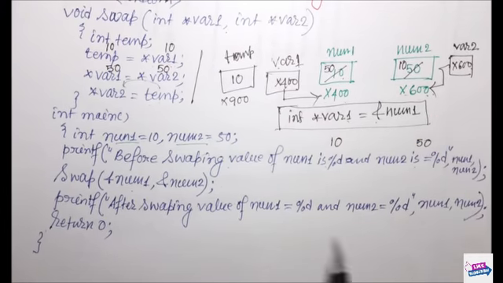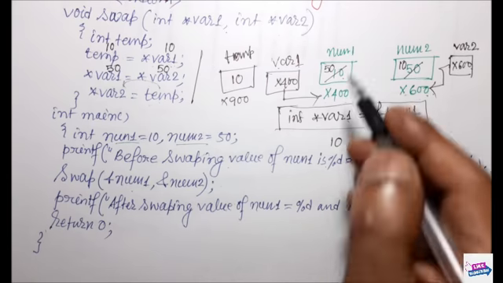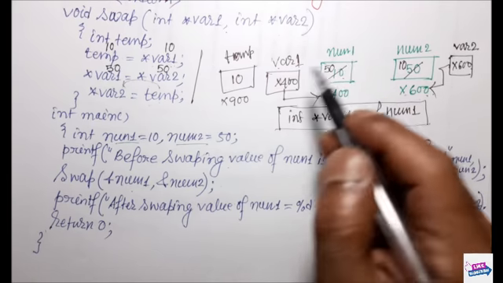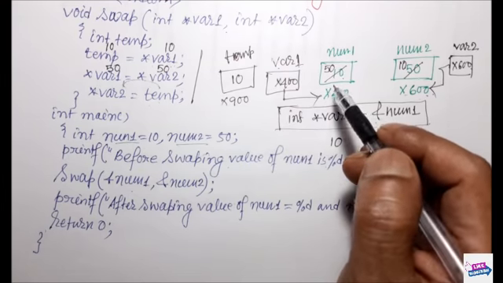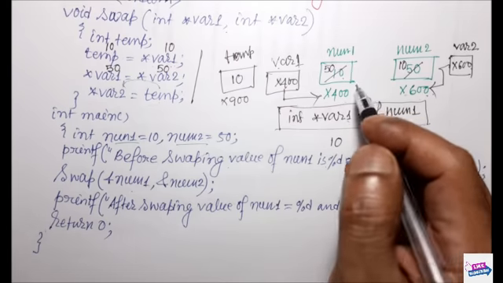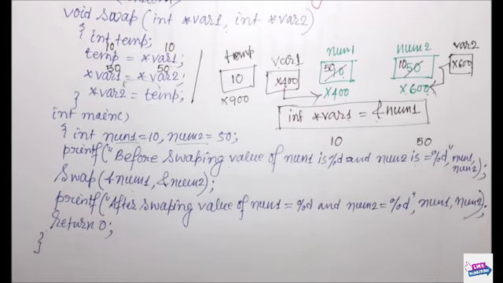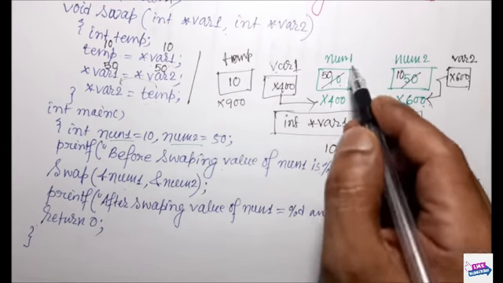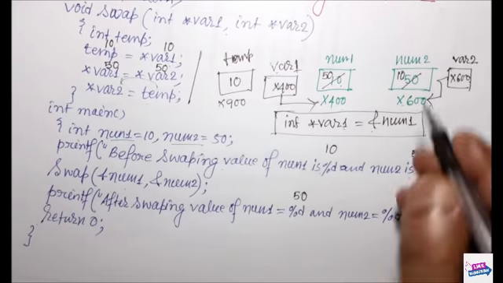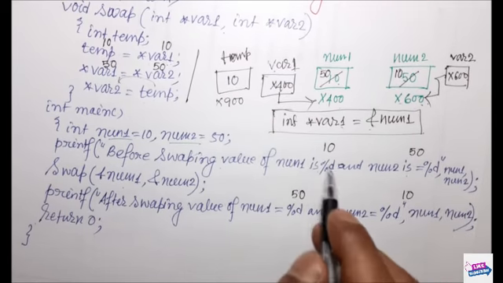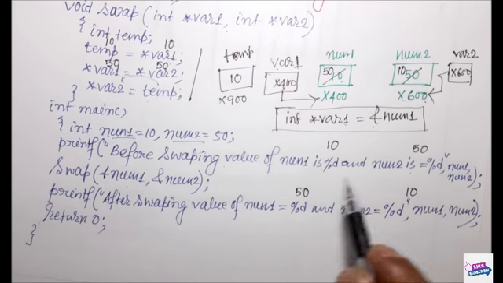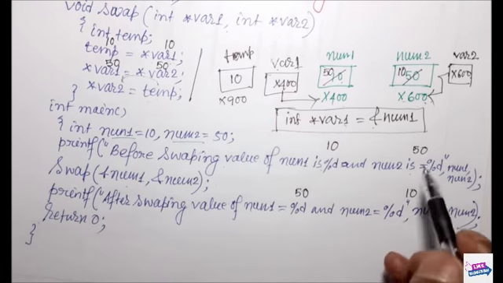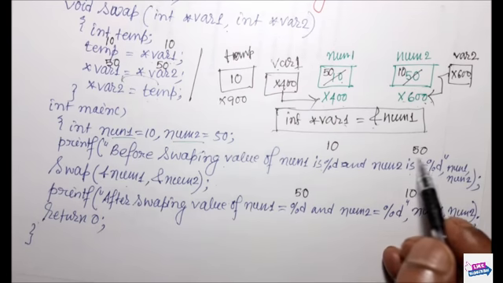So after swapping num1 and num2, if I want to access them by the variable names, because the value is changed using pointers, the modification is done with the address, so it automatically loses the earlier value and prints the present value. What is the present value of num1? That is 50, and the present value of num2 is 10. So the value of num1 before swapping was 10, now it is 50, and the value of num2 before was 50, now it is 10.